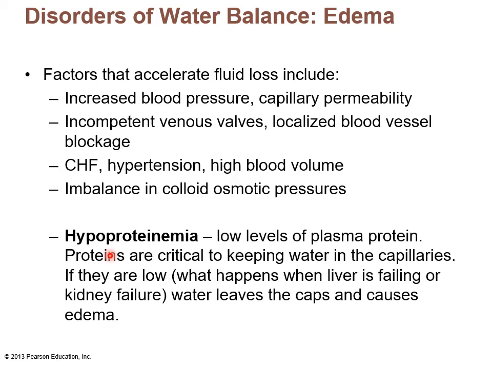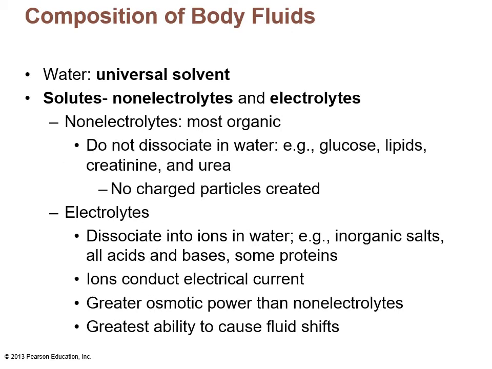In either case, the proteins are the major solute that helps to hold the water in the blood vessels. So if you're losing protein in urine, or you're not making the proteins in the liver, you are not getting enough of these plasma proteins to hold the water in, so water leaves the capillaries and causes edema. So hypoproteinemia is a major cause of edema with people that have failing livers, which you hear referred to as ascites, and then failing kidneys.